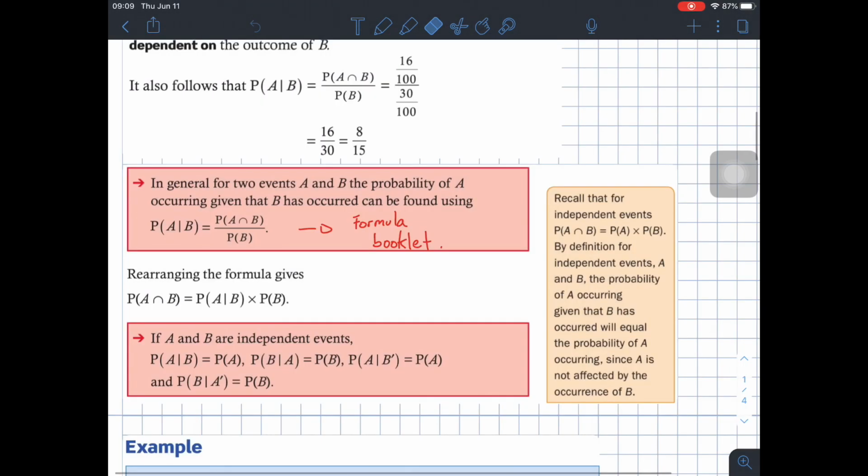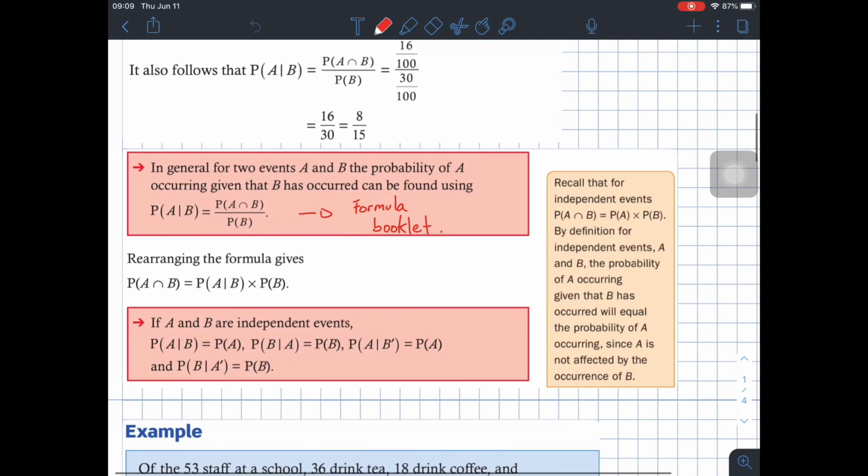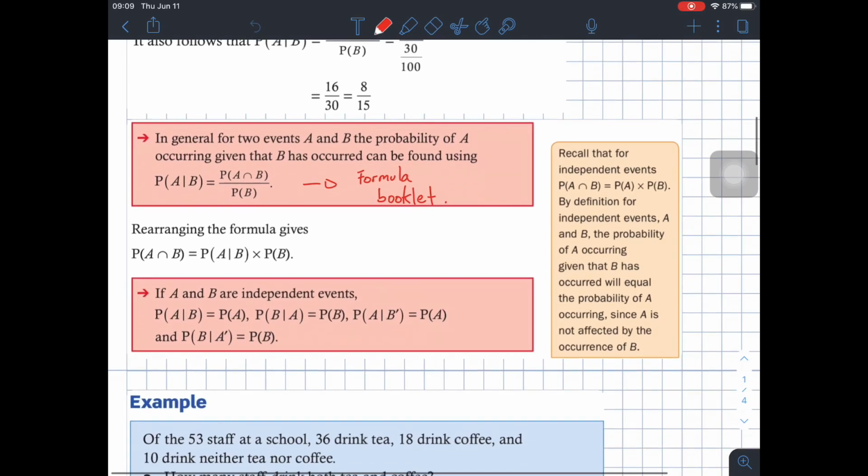Let's go back. Then we have something very important, which is kind of intuitive. It says if A and B are independent events, then the conditional probability, A given that B, is equal to the probability of A directly. And the probability of B given that A has occurred is equal to the probability of B. And the probability of A given that B hasn't occurred is equal to the probability of A. And the probability of B given that A hasn't occurred is equal to the probability of B. Why are we saying this?